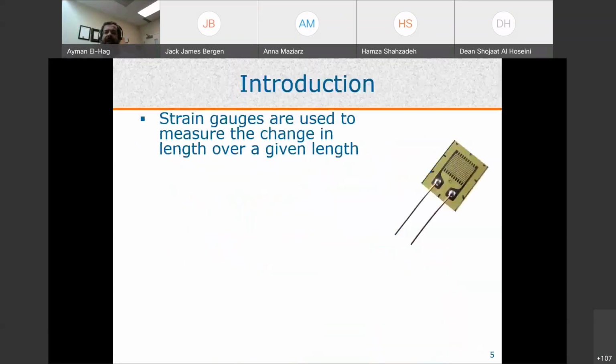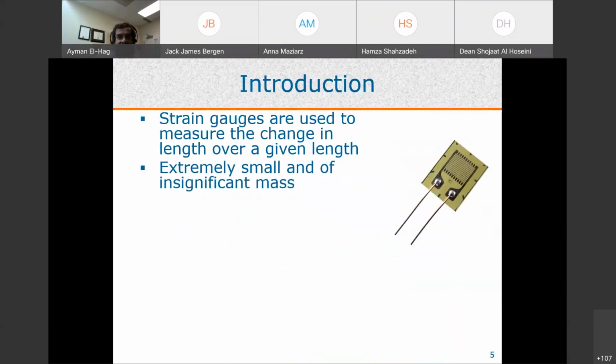And this is our strain gauge. This is how it looks like. It's a very small piece of material, and it measures the change in length over a given length. So if you have a given length and there is a small change in the length, we can measure this using the strain gauge. One of the advantages of the strain gauge is that it is very small, and hence it has insignificant mass.